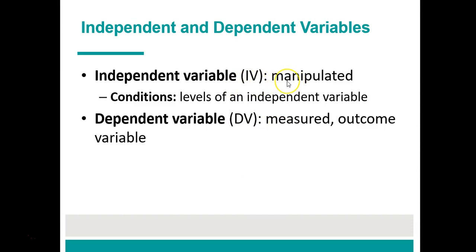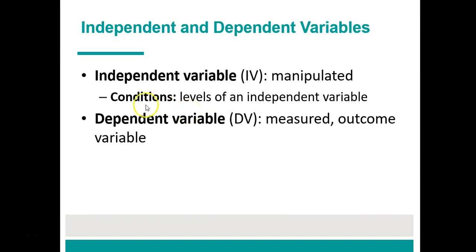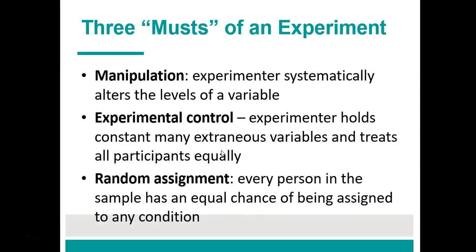The independent variable is the actual variable that you are manipulating, and the conditions are the levels or the groups of that variable. So if we manipulate a type of drug on anxiety, then the levels would be maybe the new drug compared to a placebo, or compared to the old drug. So the conditions are the levels or the groups of the independent variable, and the dependent variable is what you are measuring.